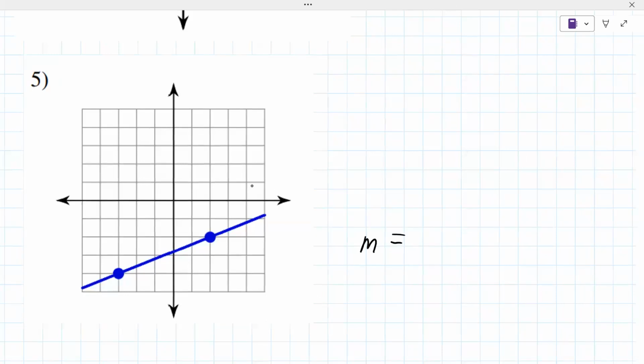What is the slope of this one? 2, 6. Okay, 2/6 maybe? Does that reduce? 2, 1/3.